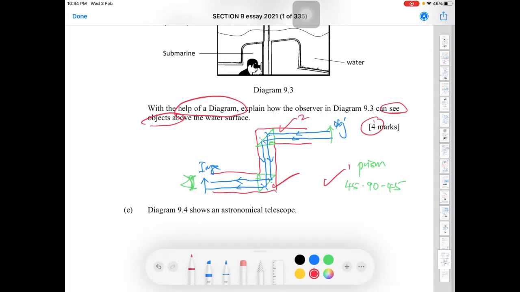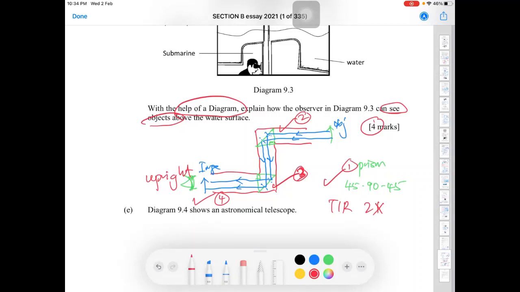Ada 2 kali reflected, 2 kali total internal. TIR 2 kali. Jadi you dapat markah 2 dengan markah 3. Dan bila you lukis image dia mestilah upright. So upright you dapat markah ke 4. Jadi you dapatlah 4 markah dengan lengkap.